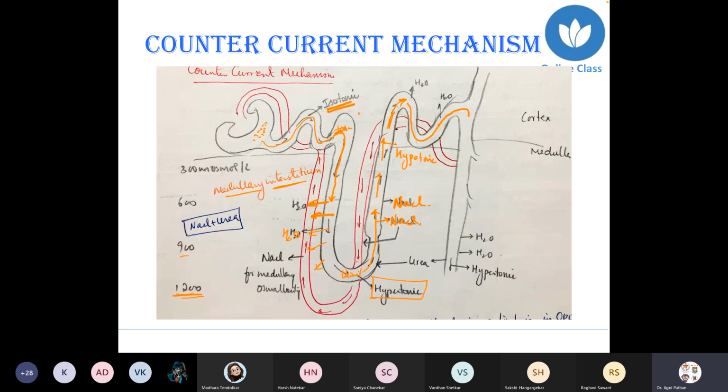But when it moves to the collecting duct, what should move out? It is going from 300 to 1200 milliosmol per liter. So what should happen? Water should move out. Very good. When more water moves out, the filtrate, or the urine, present in the collecting duct will be more hypertonic. Are you all getting the point?